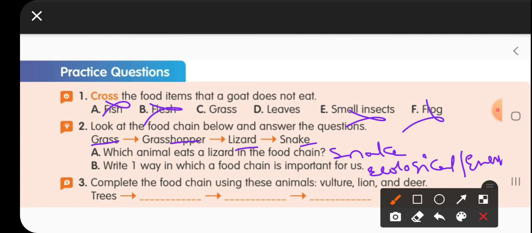Now complete the food chain using the animals vulture, lion and deer. Here in the fill in the blanks you are going to complete by using the animals vulture, lion and deer. A tree is eaten by the deer, a deer is hunted by the lion and the dead lion is eaten by the vulture.